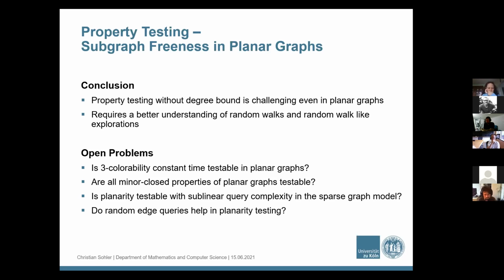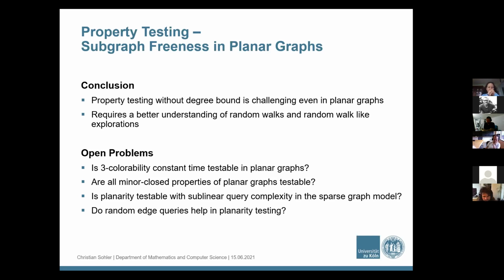We also don't know what it means to test for forbidden subgraphs. In particular, is it possible to prove that all minor closed properties of planar graphs are testable in constant time? And then one can also think about planarity testing in the sparse graph model. So what is the complexity of planarity testing? Is planarity testable with sublinear query complexity in the sparse graph model?